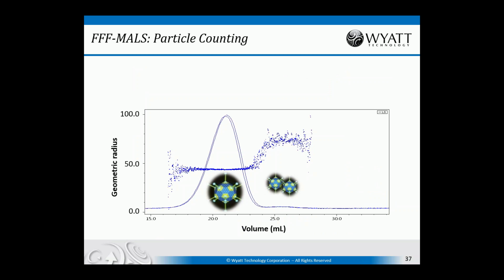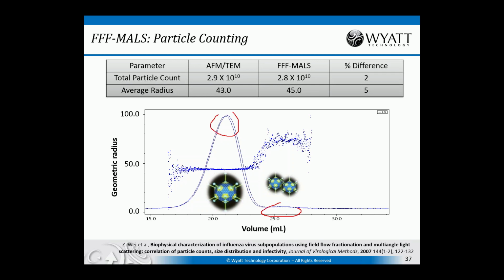Another application of FFF-MALS is counting the number density of nanoparticles. And so what we're looking at here is adenoviruses. This peak corresponds to the monomer, and then there's a little shoulder over here which corresponds to dimers. And so we can determine, of course, their radius. But if we know their radius and we know the refractive index of the nanoparticle, it's possible to calculate how much light scattering intensity each particle will generate. And so by dividing the total scattered intensity by the individual intensity from each particle, we can determine how many particles there actually are in the scattering volume.